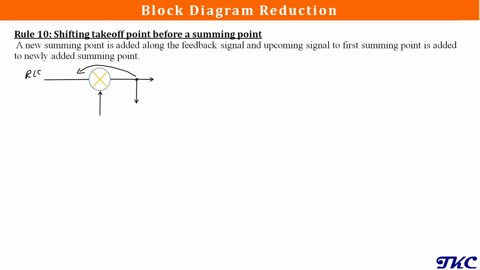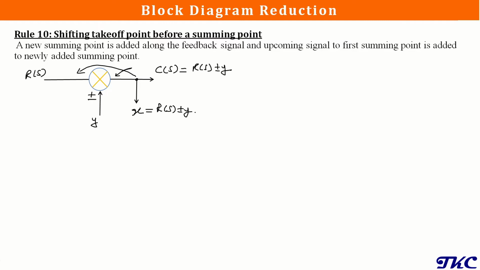Here also the input is R(s) and the output is C(s). We have this feedback signal going towards the summing point as Y, and this takeoff signal is X. Let's find the value of the output and the value of X. To get the output, we need the value of the signal after the summing point. It will be the addition of these two signals, R(s) and Y. If it is positive, it will be added; if it is negative, it will be subtracted. So the output value will be R(s) plus or minus Y. So X will also be R(s) plus or minus Y.